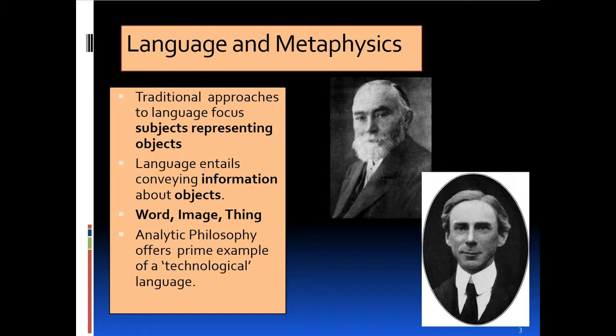And that's why I have on the slide there: word, image, and thing. Heidegger thinks that's a pretty limited or simplistic way of thinking about language. But in another sense, it's right. There is a very banal sense that when we think in a linguistic way, we attach a concept or a word or an image to an object out there in the world.